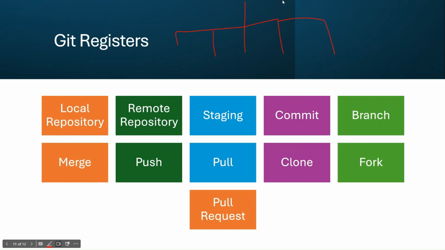So the default branch in Git is called the main or the master branch. For example, here now you can see that this is the main branch, or we call it the master branch.